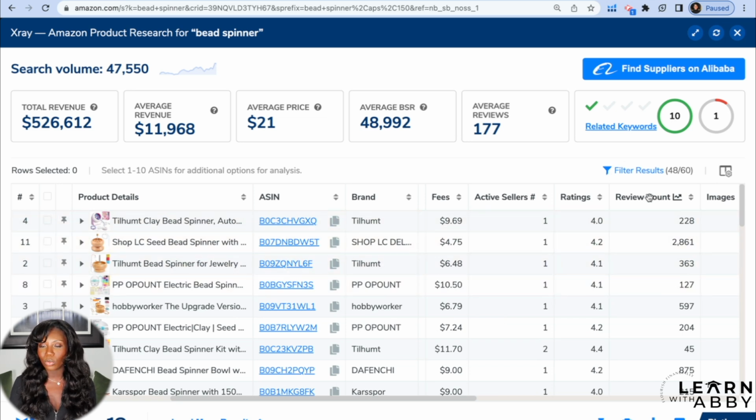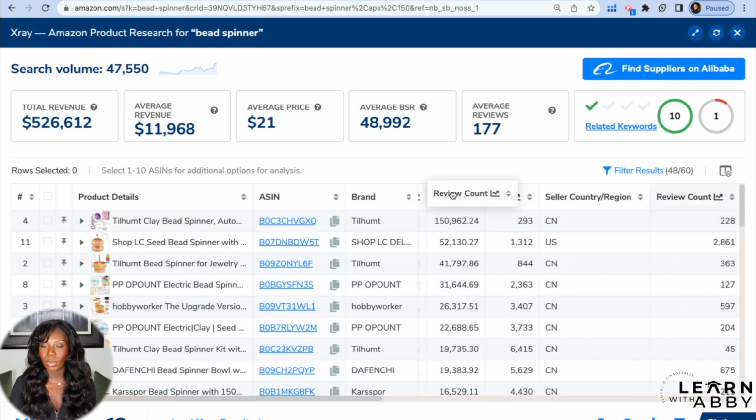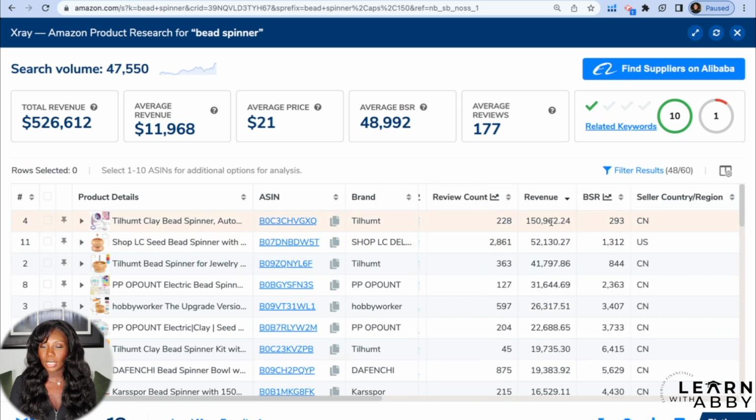Anyway, I can move this review count column over near the revenue column, and I always kind of like to look at them side by side. It helps me see more clearly what I am looking at. So we already talked about how the number one seller is the electronic one. They only have 228 reviews and they're doing $151,000.